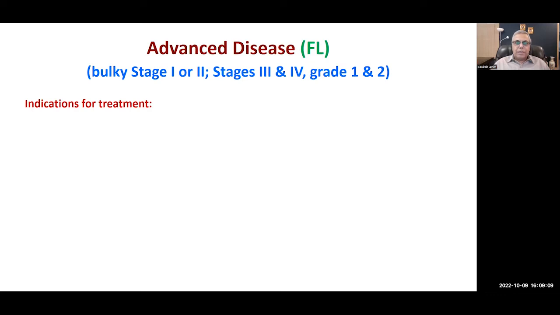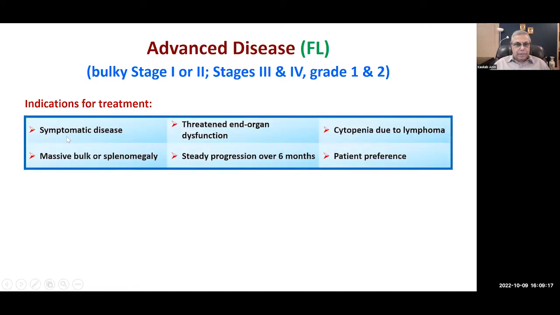Now we go on to advanced disease, bulky stage 1 or 2, stages 3, 4, and grade 1 and 2. Indications for treatment are if the symptoms are present, end organ dysfunction, there is a risk of getting end organ dysfunction, cytopenia, which means low cell count of the immune cells, or massive bulk or splenomegaly. The size of the tumor is more than 6 centimeters, and progression over 6 months, and patient preference. So all of these things are taken into account when making a decision for treatment.